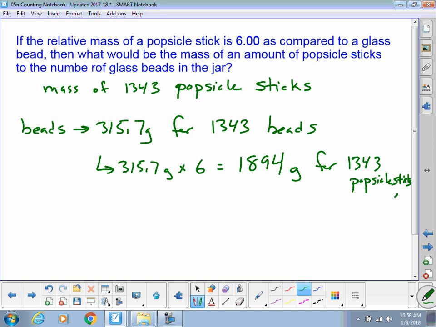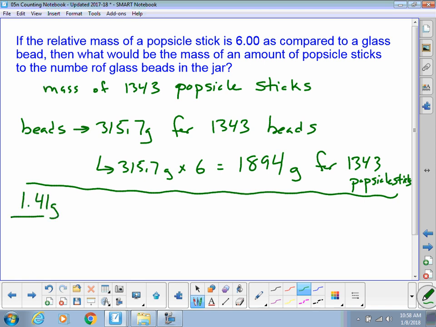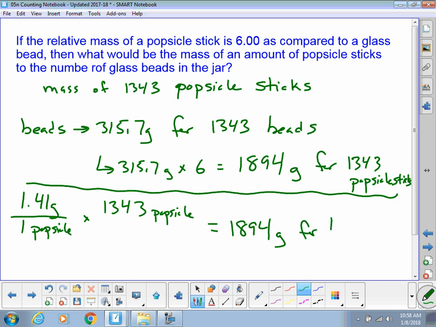Now, that's one way of doing it. That's one way of using your relative mass value. We also did take the time to figure out the mass of a single popsicle stick. That was 1.41 grams for one popsicle stick. Well, since we know that we have this many popsicle sticks that we want the mass of, it gives us an alternative way to figure it out. We just take the 1343, multiply by 1.41. That gives us 1,894. Hey, it's the exact same value, which we should expect.